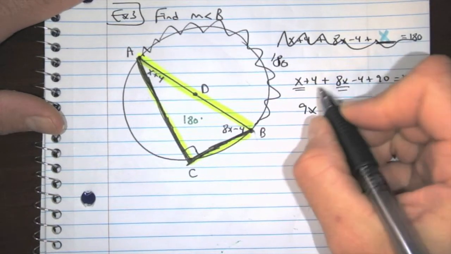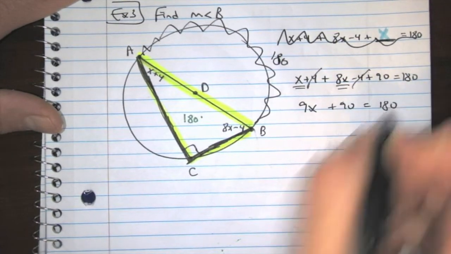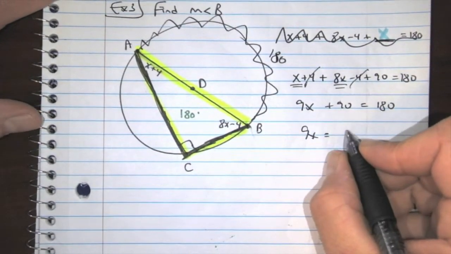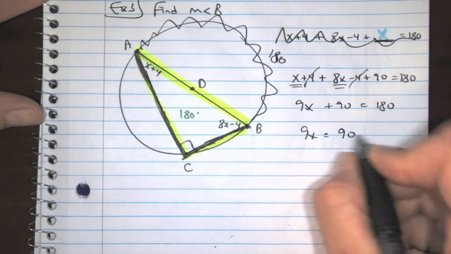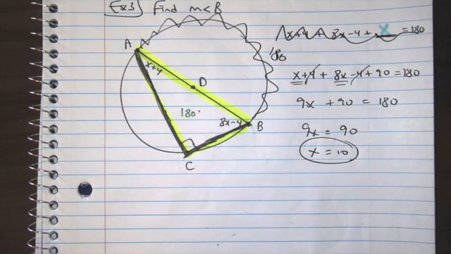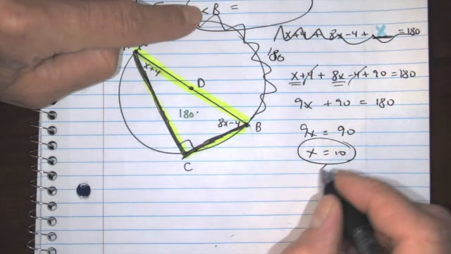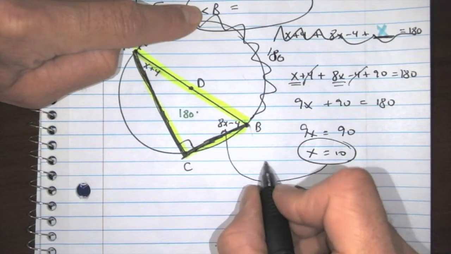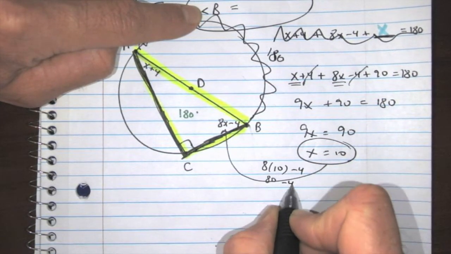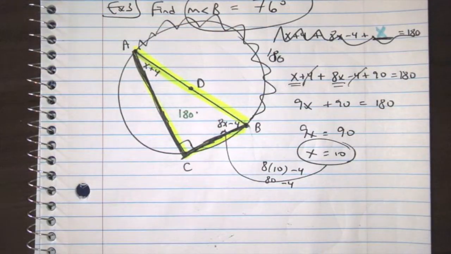Is it 9x? The plus 4 and the minus 4 cancel out. Plus 90 equals 180. Subtract 90 on both sides. I think you should get x equals 10. X equals 10, right? Plug it in. Find the measure of angle B. Let's do 8 times 10 minus 4. 8 times 10 is 80, minus 4 is 76 degrees.